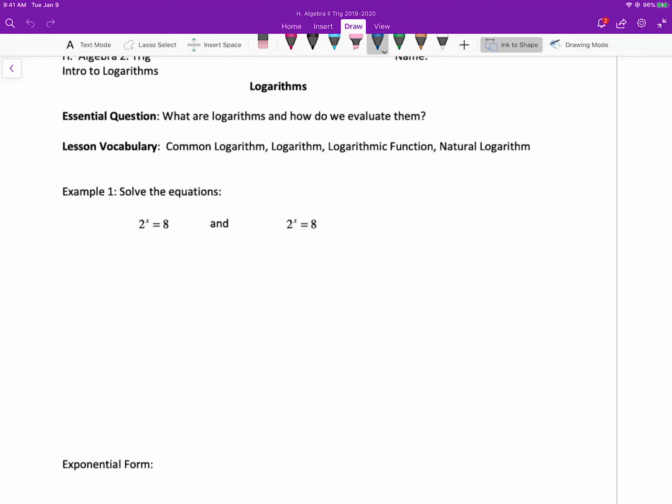Today we're going to start our chapter on logarithms, and it's really just going to be an introduction. What exactly is a logarithm? And I'm going to keep referring back to it. A logarithm is just an exponent. It's an exponent written in a different way.